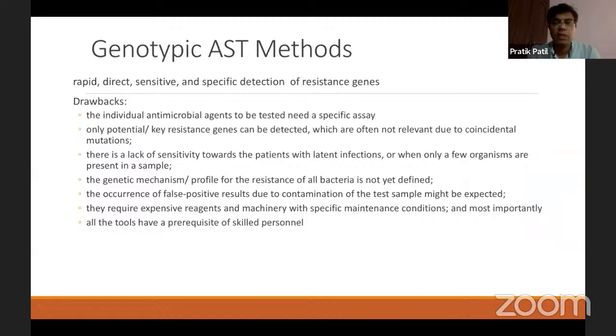There can be other mechanisms of resistance which are not included, and that's why if the presence of any gene is detected, then it detects the resistance. However, if there is no detection, it doesn't rule out an alternate mechanism of resistance. These are the drawbacks: the individual antimicrobial agent needs to be tested with a specific assay, and only potential or key resistance genes can be detected, which are often not relevant to coincidental mutations. So there can be coincidental mutations, like we discussed, which are not included in the panel.